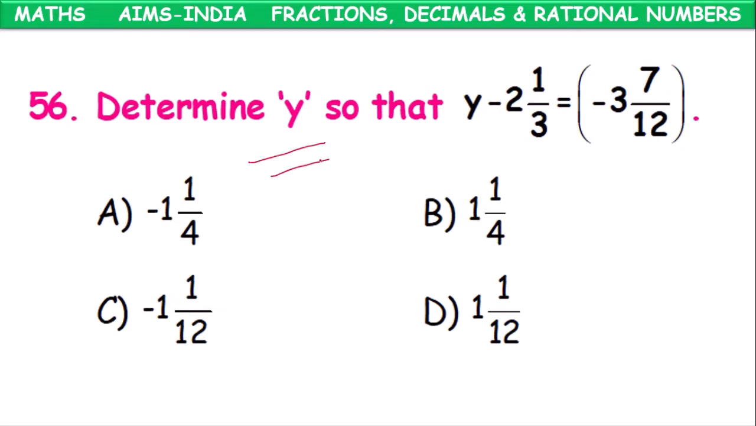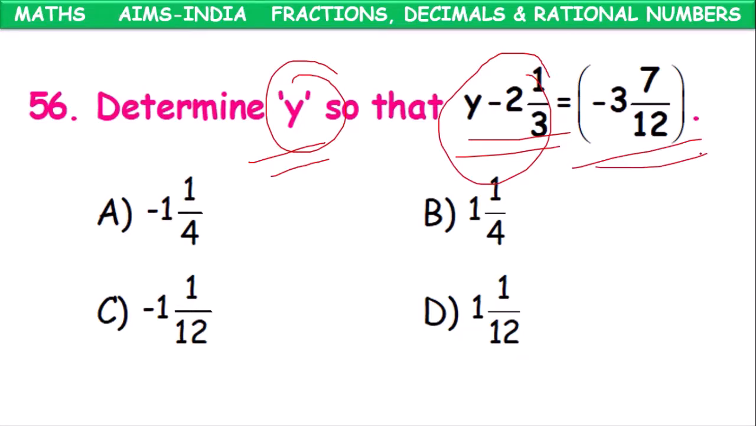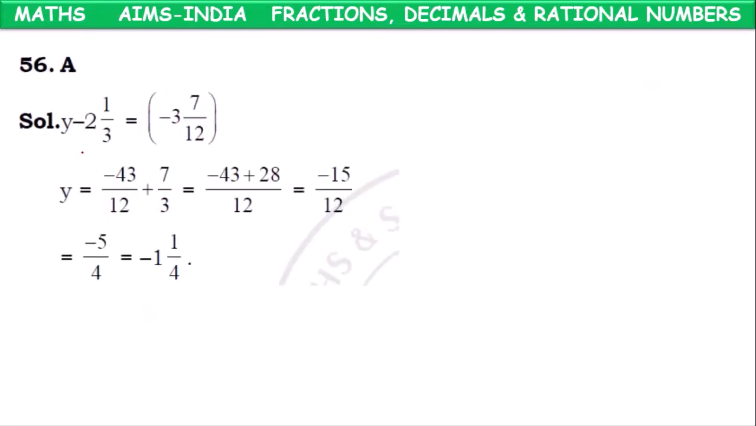Next one, same model question, determine y so that this value will come. So you have to change this to a mixed fraction, or you can take it to the right hand side. 3 2 times 6 plus 1, 7 by 3. After simplification, we have to keep the minus symbol. It comes to the right hand side, it will become plus 7 by 3.